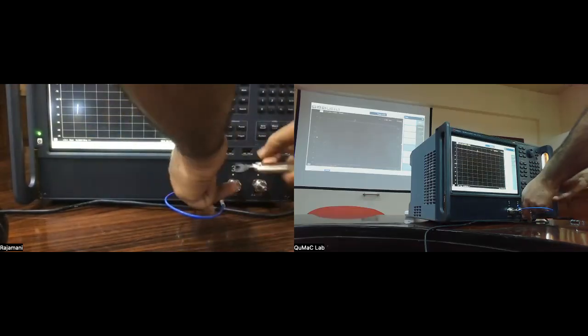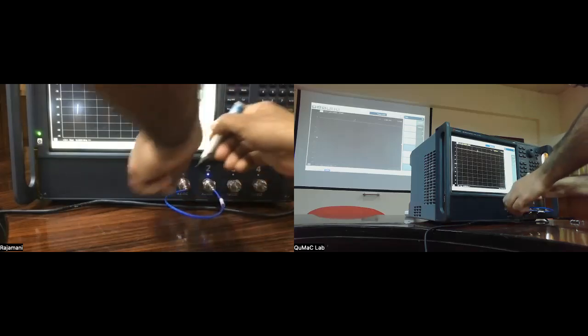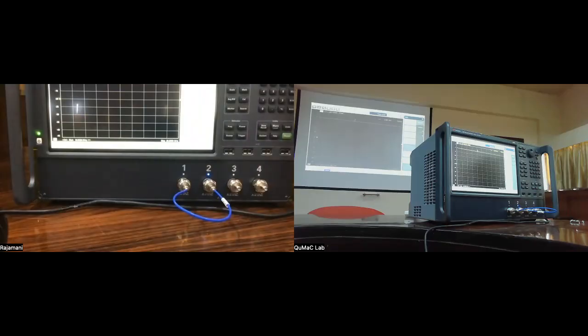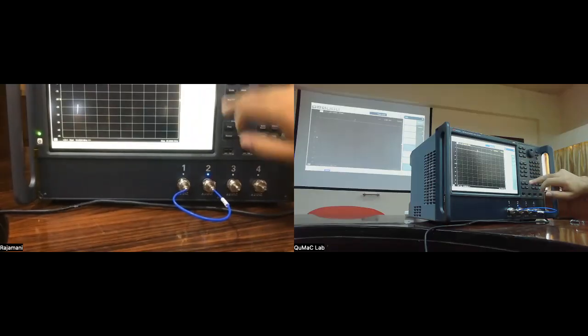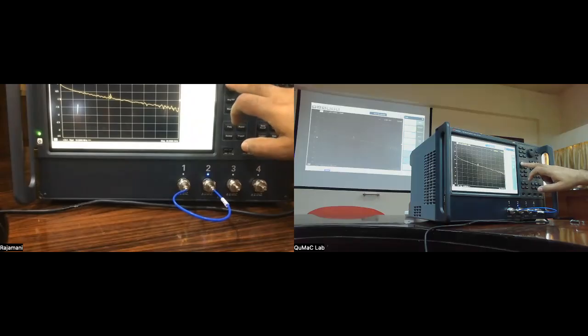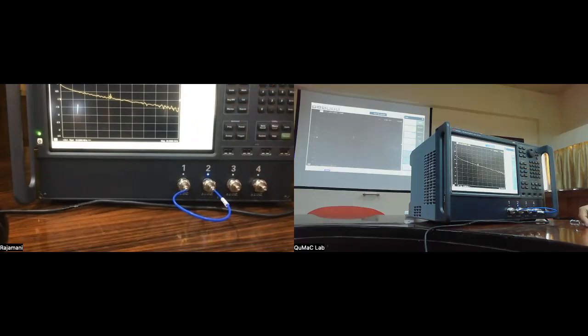So I'm using ports 1 and 2. And again, I've connected a 12-inch coaxial cable. Let me auto scale this. And now you see something which is actually what should have been yesterday. The numbers yesterday were just all over the place. Okay, so this is transmission measured from S12.